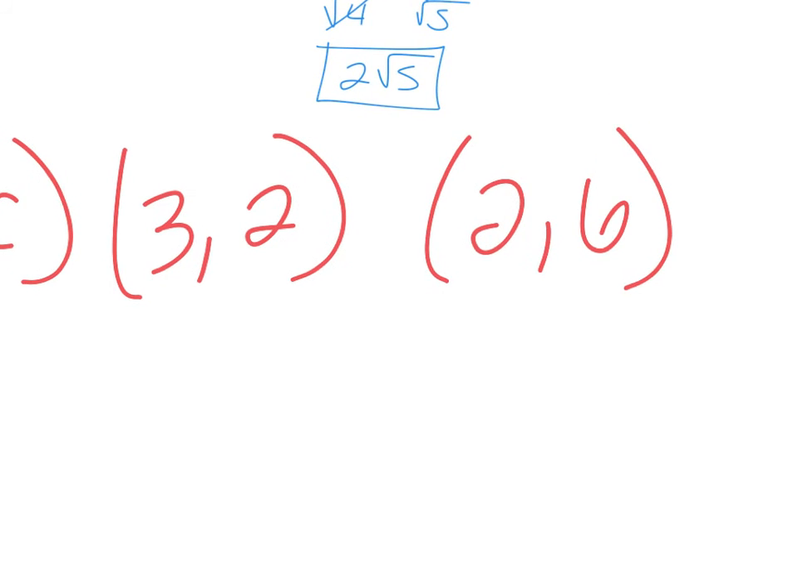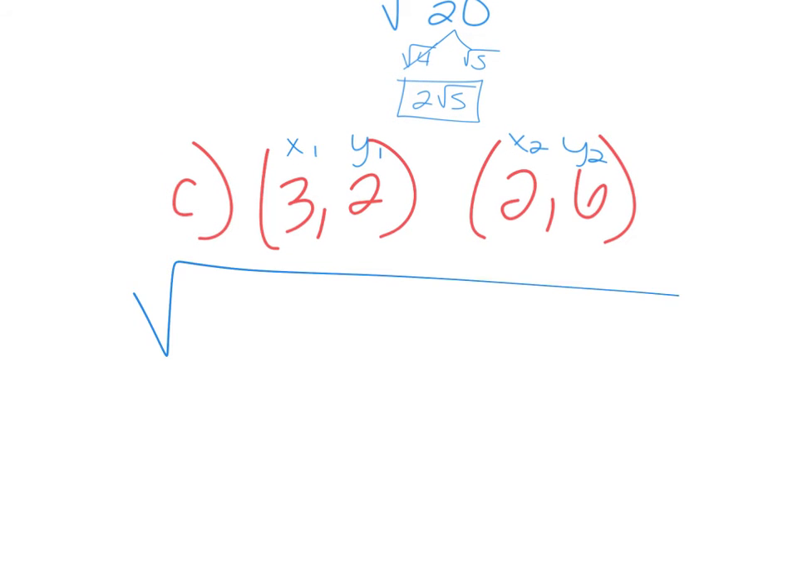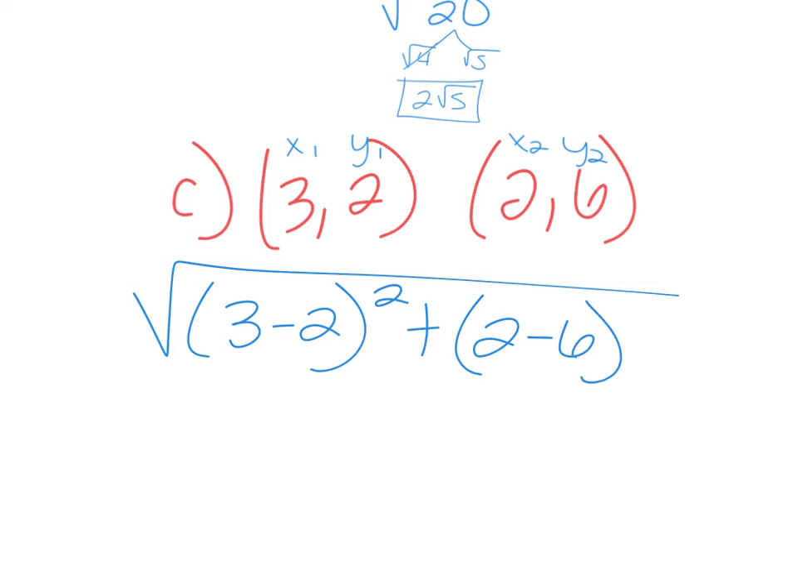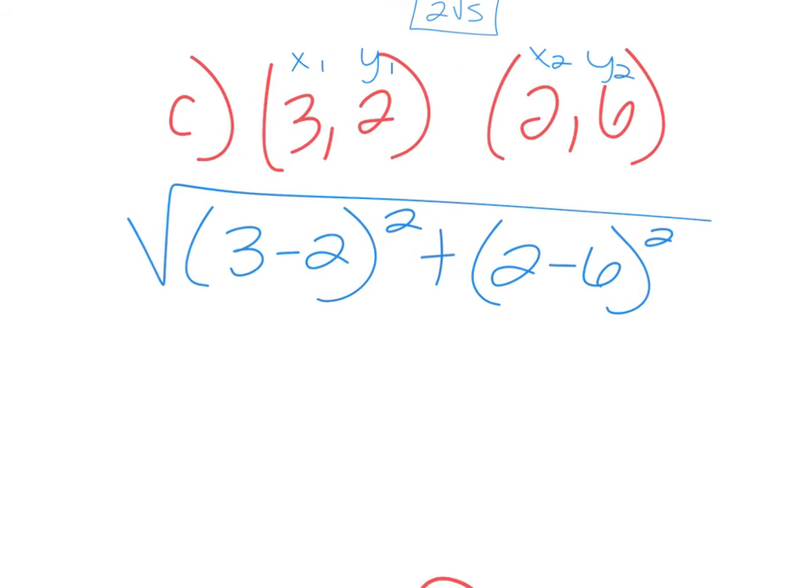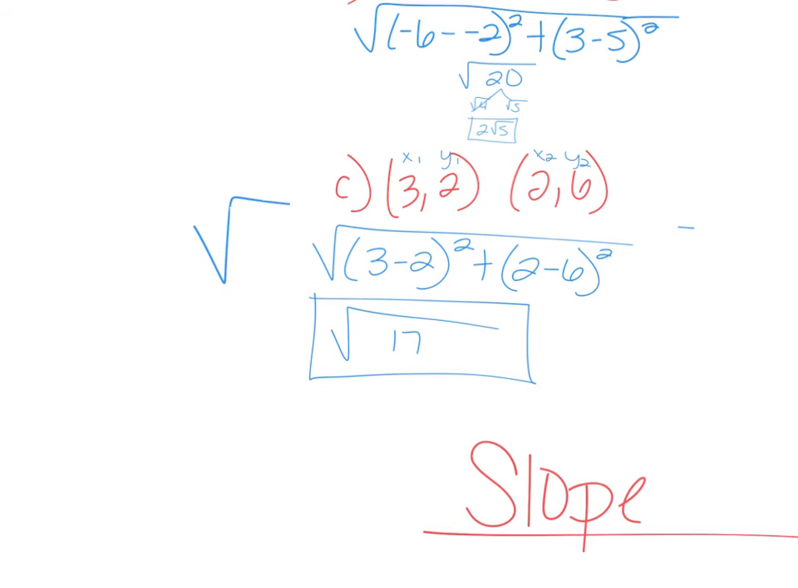Okay, last one of these. Label it x1, y1, x2, y2. So I have square root of 3 minus 2 quantity squared plus 2 minus 6 quantity squared. Okay, so that gives me, I believe, 17. Hey, look, we've had this one before. Square root of 17, you can't do anything with, so I'm going to leave it.